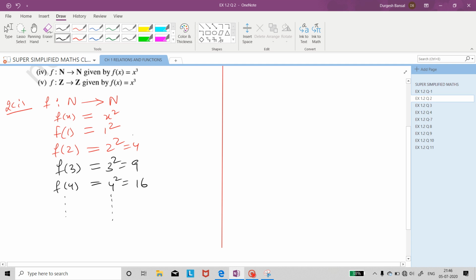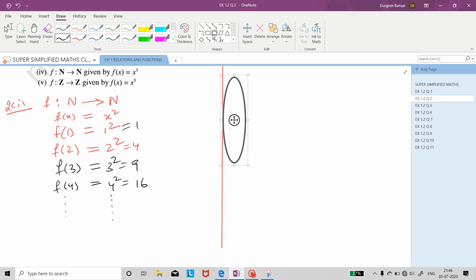And what I am observing here is that 1, 4, 9, 16 are the squares of the first 4 natural numbers, and if you proceed for the next ones, 25 and 36 and so on, you can see that the square of no two different natural numbers can be same. So you are checking the one-oneness of the function.